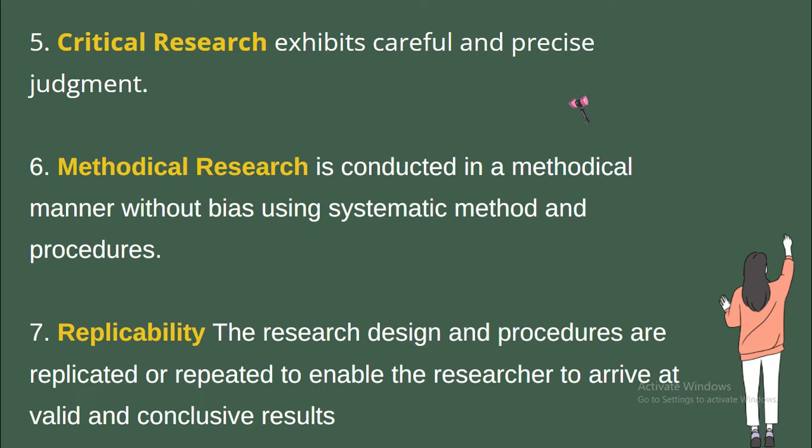Next, we have methodical research. It is conducted in a manner without bias, using systematic methods and procedures. When we say methodical research, we need to always be effective in the sense that we are not showing any bias, whatever the issue is. We are following a systematic method, procedure, or process, and regardless of the issue we are talking about, we should not be biased towards a certain issue.